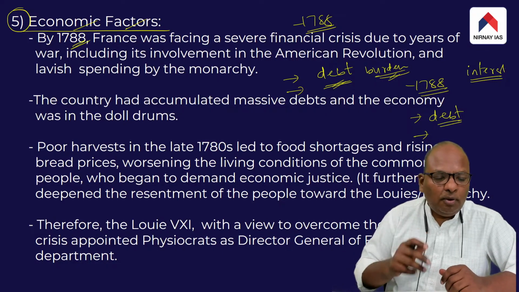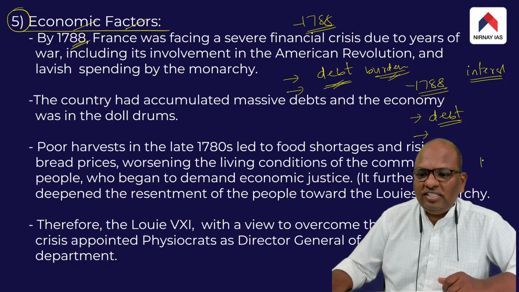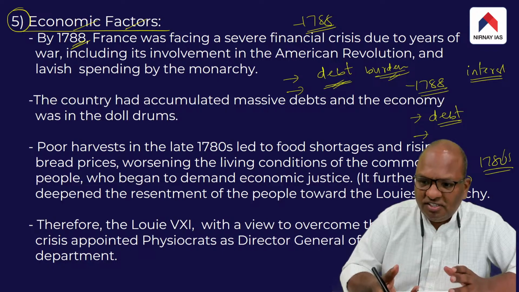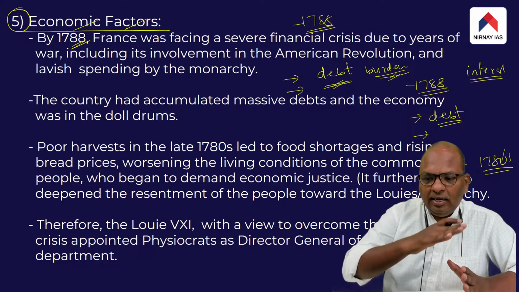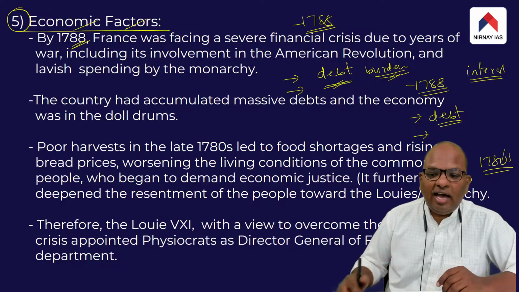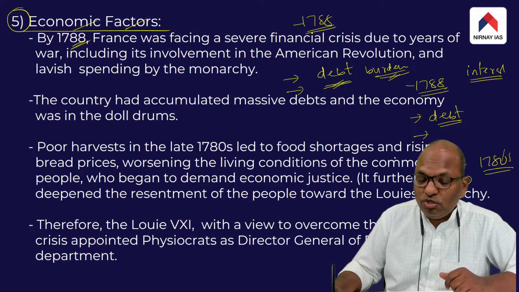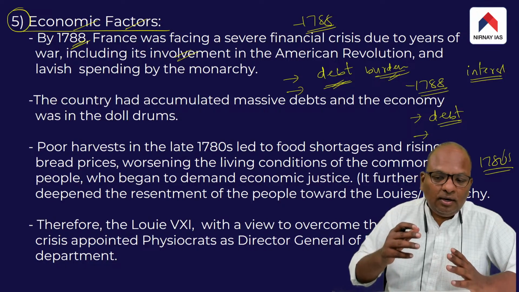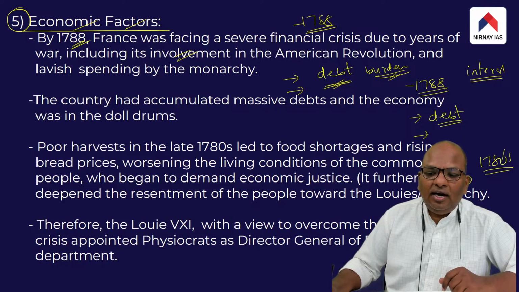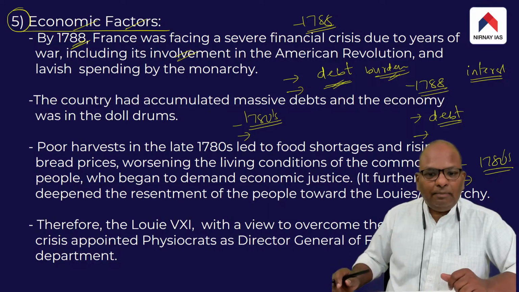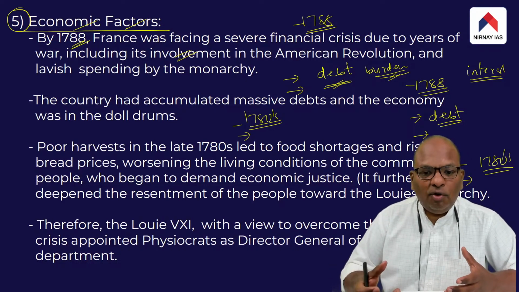So, what worsened the situation was the poor harvest of the 1780s. In the 1780s, there were successive poor harvests. The agricultural production continuously declined beginning from the 1780s. As a result, the availability of food grains in the market reduced substantially. Let me repeat. Already, France was in deep economic trouble, but what compounded the problems further was the poor harvest of the 1780s. As a result, the prices of the food grains were on the rise.